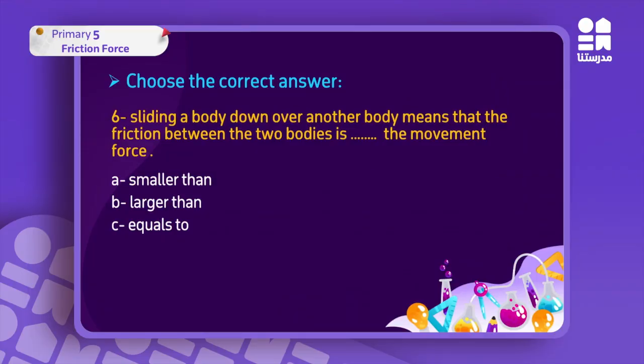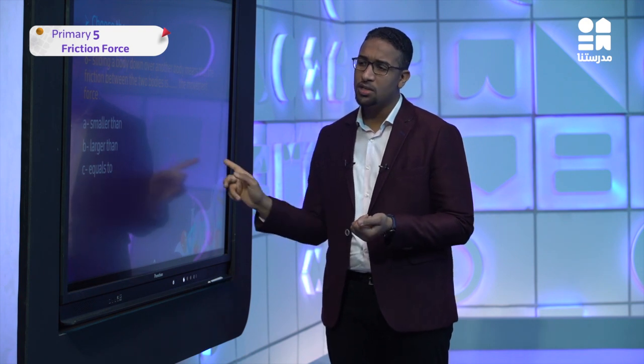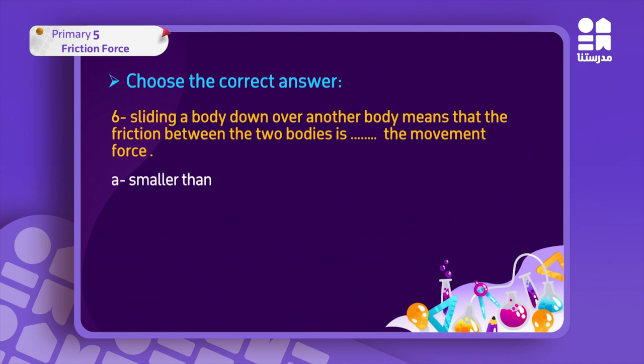Number 6, sliding a body down over another body means the friction between the two bodies is blank the movement force. So smaller than, larger than, or equal to. Which one will be the right one? The object moves, so is friction more or less? Of course it will be less, smaller than the movement force. Perfect. So that's it for the questions.